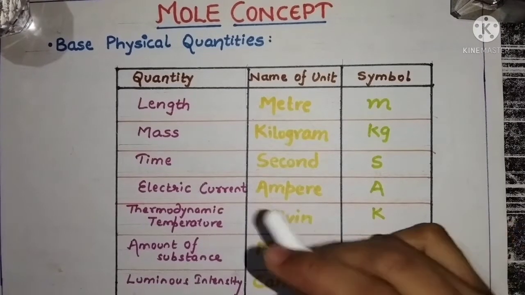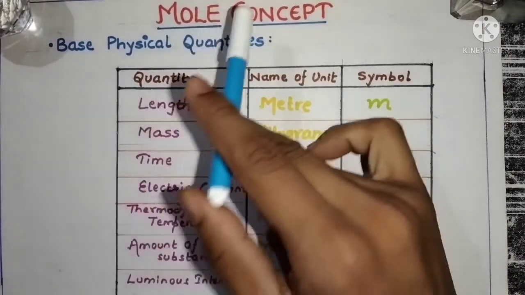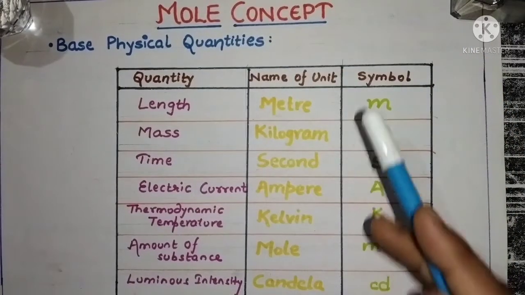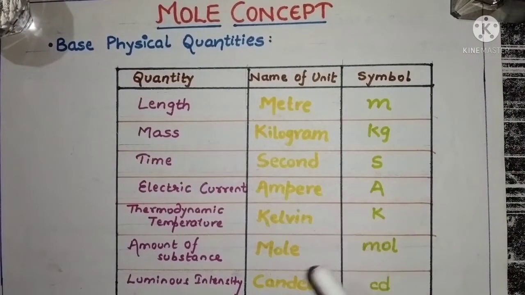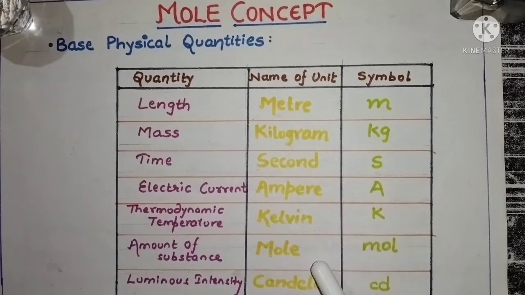Now let's start. As you can see here, base physical quantities. The basic thing is that mole concept is one of the 7 base physical quantities. Amount of substance, that is mole, is the name of the unit, and its symbol is mol, where the L is omitted.